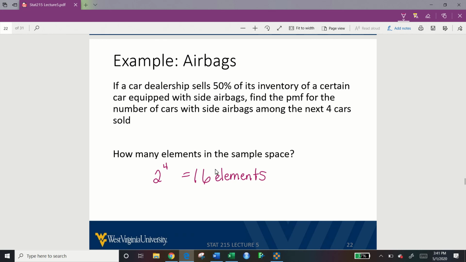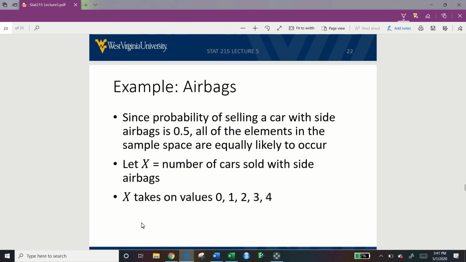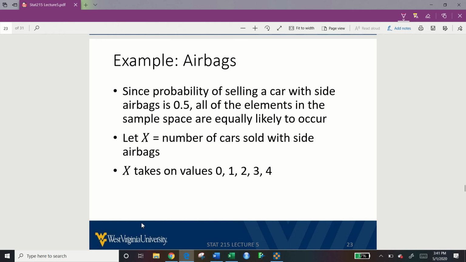Again, how did I get that? There are 2 ways for our first car, 2 ways for our second car, 2 ways for our third car, and 2 ways for our fourth car, or 2 times 2 times 2 times 2, or 2 to the 4th. Let's continue with our example.